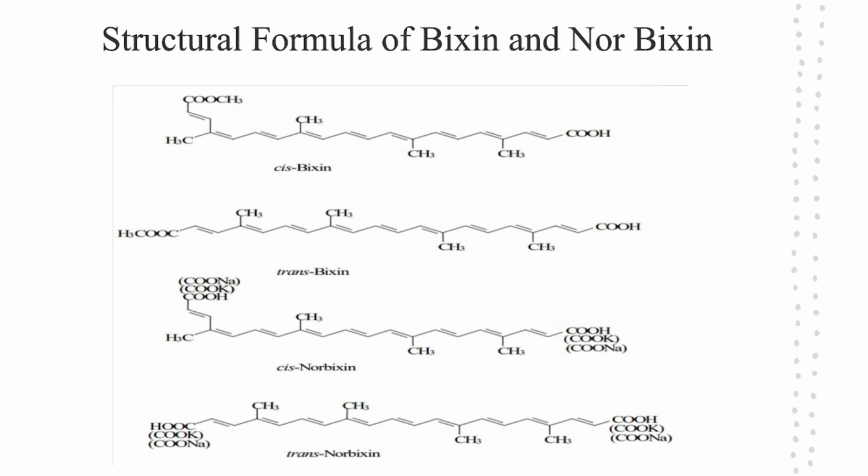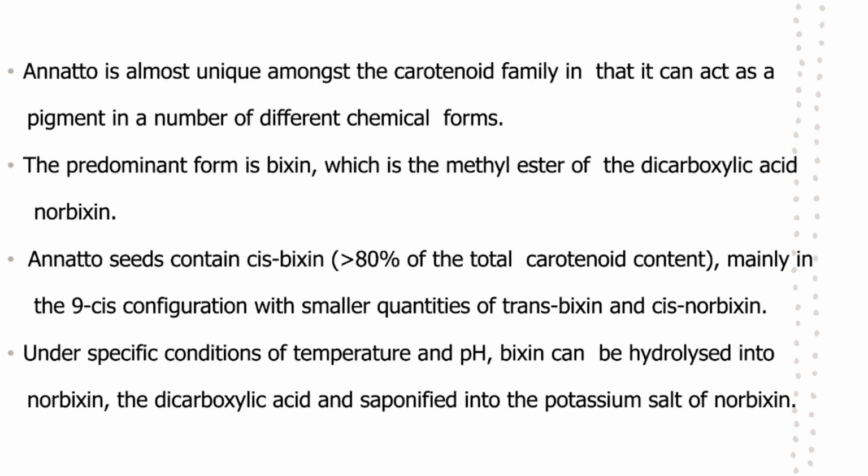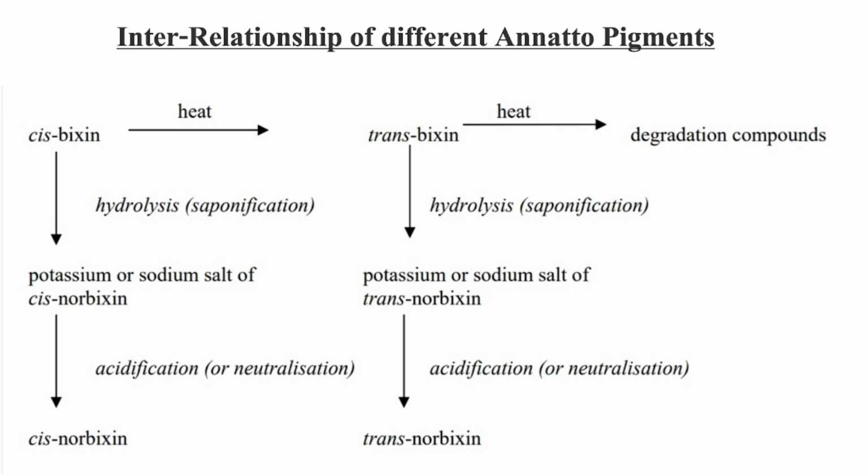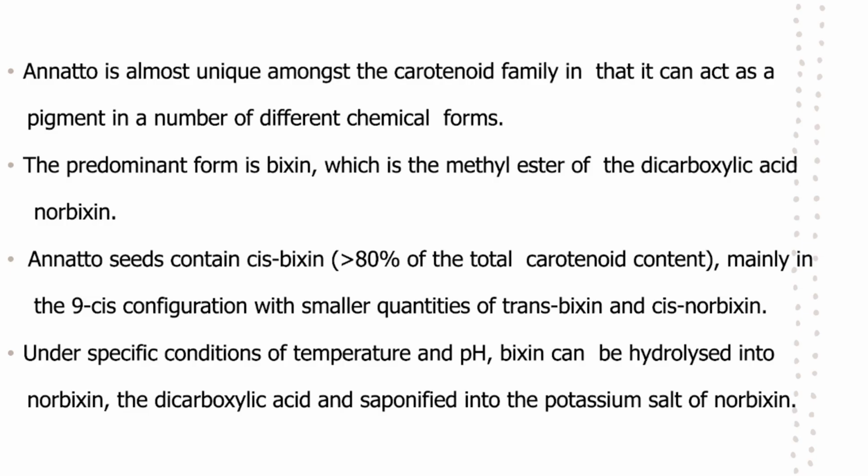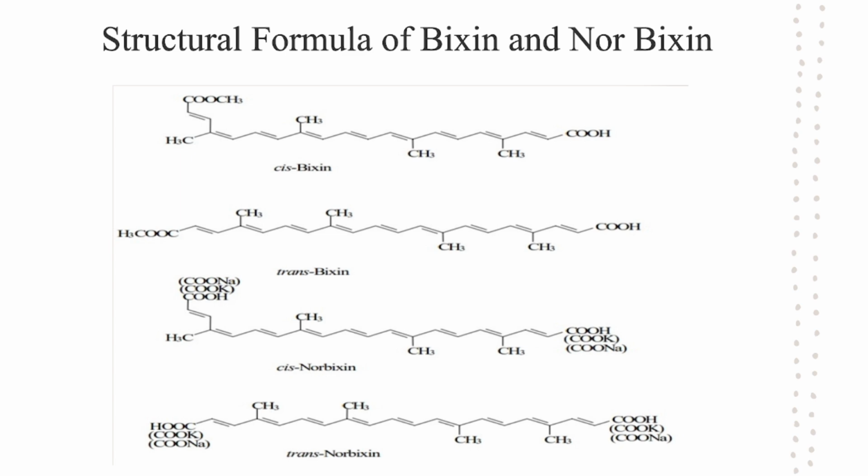Now I have told you that there are potassium or sodium salts of trans-norbixene and potassium or sodium salts of cis-norbixene. Now, the potassium and sodium salts means C double bond O Na and C double bond O K. In the cis-norbixene and trans-norbixene structure, you can see at the leftmost tip and the rightmost corner, there are C double bond OH, meaning carboxylic acid, and sodium salts or potassium salts, which is C double bond O Na and C double bond O K, similarly present in the trans-norbixene structure.